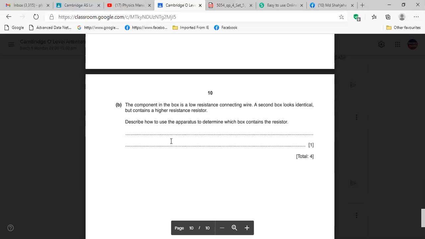Describe how to use the apparatus to determine which box contains the resistor. So if there is a resistor, what will happen? The bulb will glow less or will be less bright. Why? Why less bright?